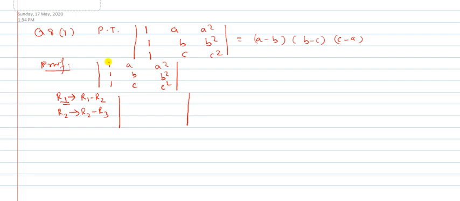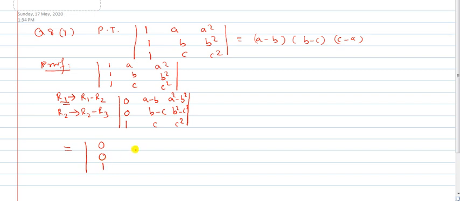So you see, row 1 elements will be replaced by row 1 minus row 2. So it will be 1 minus 1, which is 0. Row 1 element minus row 2, that is a minus b, and this is a square minus b square. Secondly, row 2 is also replaced by row 2 minus row 3. This is 0, this is b minus c, and at last this is b square minus c square, and it is 1, c and c square, right? Now what I will do is to take common. In order to take common, this is 0 0 1, this is a minus b, this is b minus c, and this is c only.